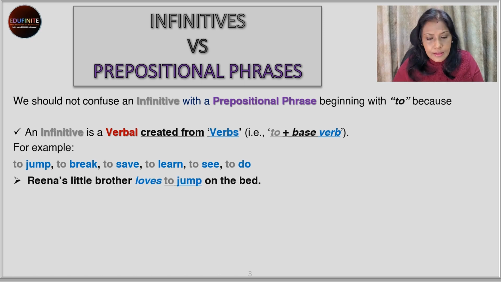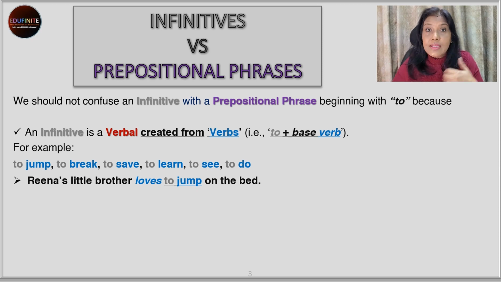Now, for example, the sentence, Rena's little brother loves to jump on the bed. Now, what is to jump doing? To jump over here is telling us more about the word love. What does Rena's brother love? He loves to jump on the bed. So, to jump on the bed is actually an infinitive phrase, which is being the direct object of the verb loves. So, here, how do we understand that this is an infinitive phrase? As I told you, jump is a verb, so this is an infinitive phrase without any doubt.